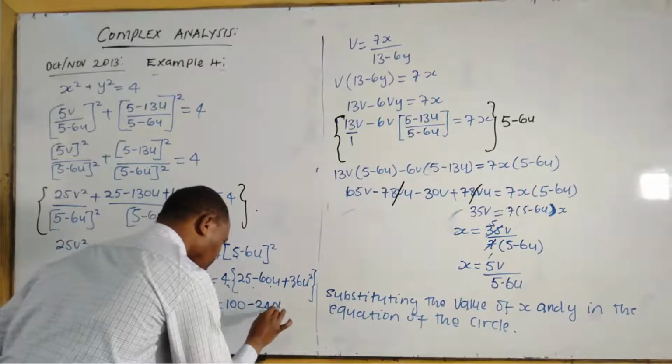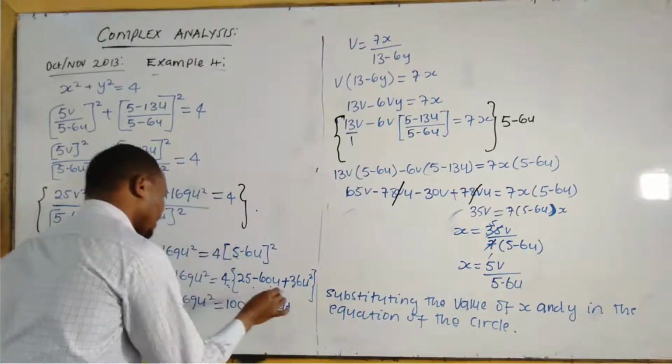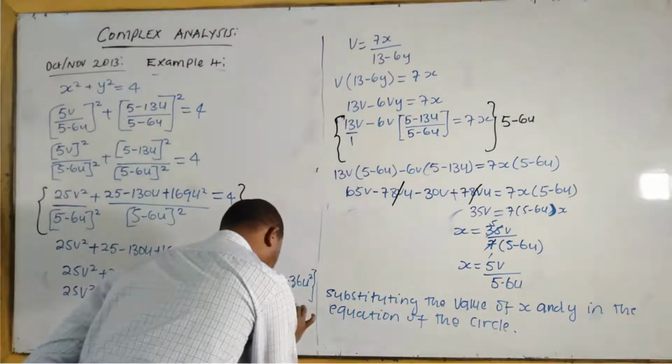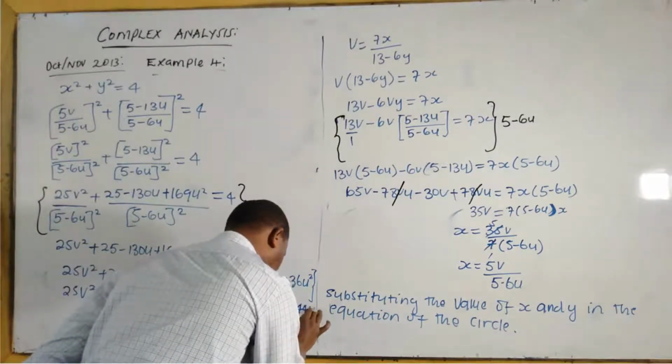240u, 4 times 36, that is 72 times 2, 144. 144u squared.